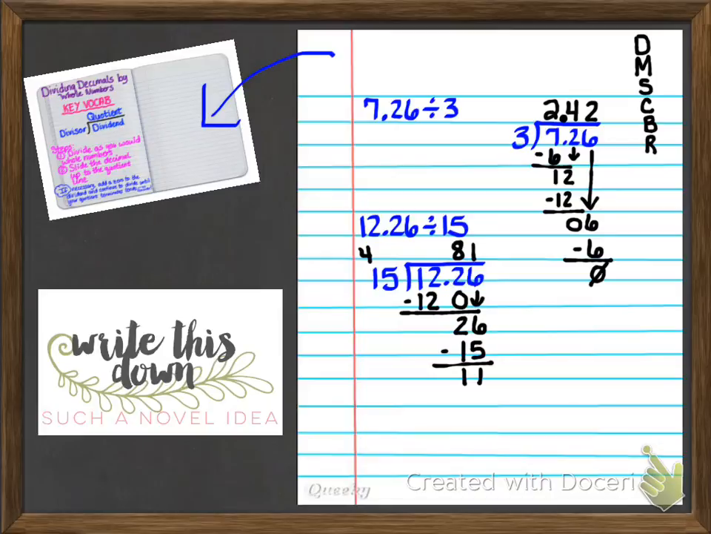So what we're going to do is we're going to add a 0, and we said that's called annexing a 0. So notice where I wrote the 0 in the dividend, which is under the box next to the 6. I'm going to bring that guy down. And now I'm going to start dividing again. 15 goes into 110 7 times. 7 times 15 gives me 105. I subtracted. I got 5.